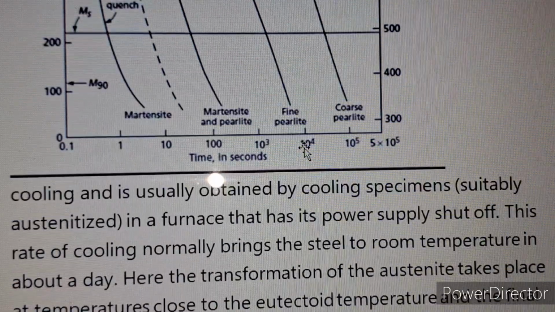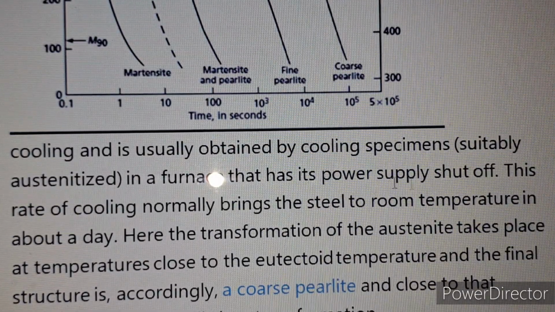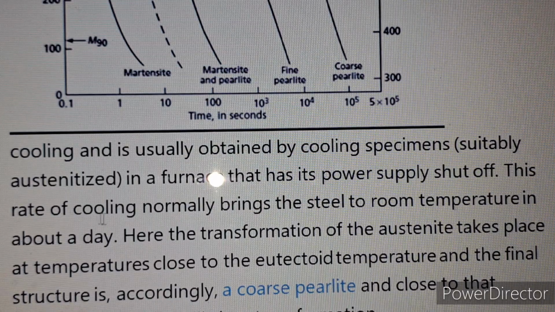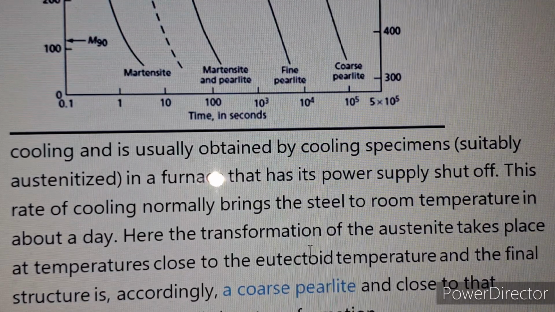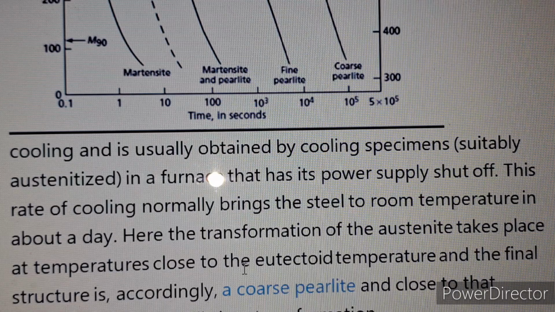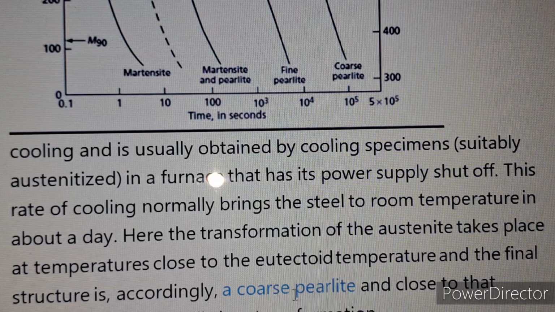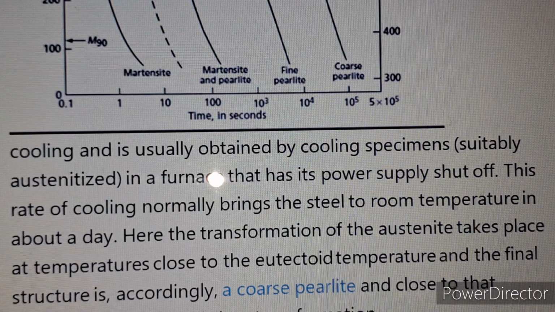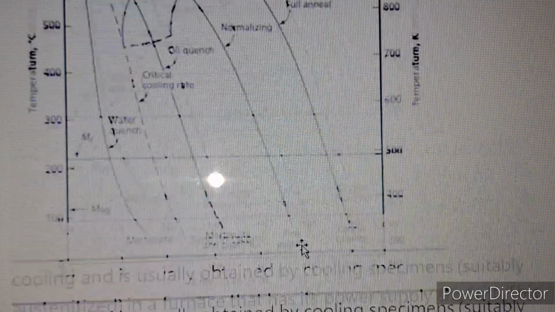specimen in a furnace that has its power supply shut off. This rate of cooling normally brings the steel to room temperature in about a day. Here the transformation of the austenite takes place at a temperature close to the eutectoid temperature, and the final structure is accordingly a coarse pearlite, close to that predicted for an equilibrium transformation.